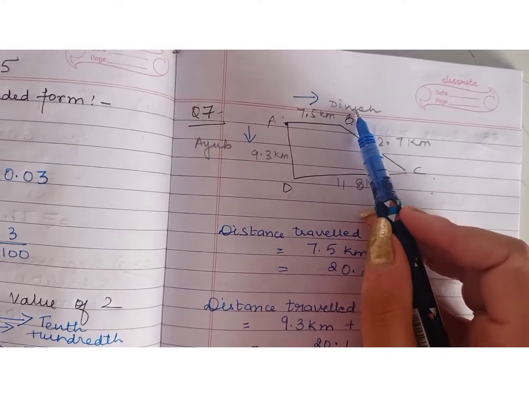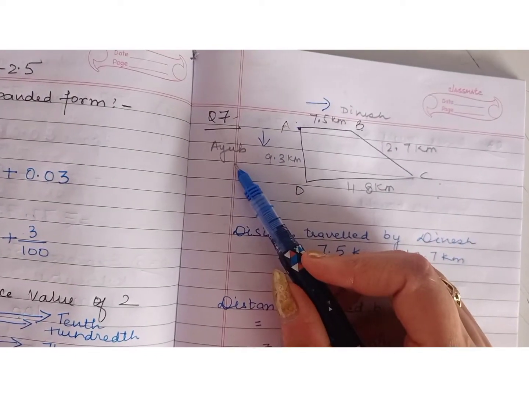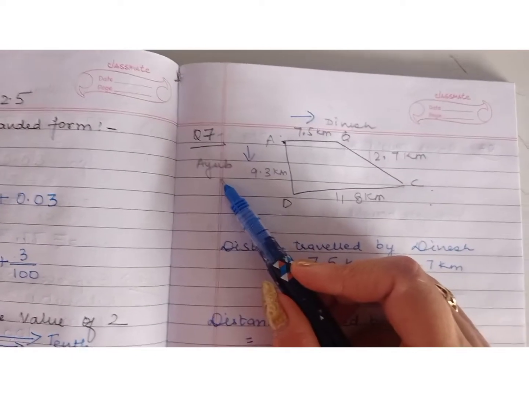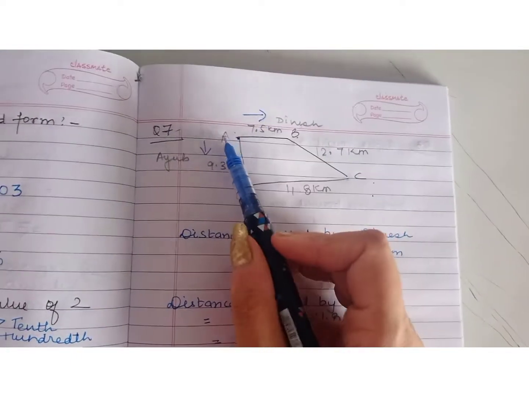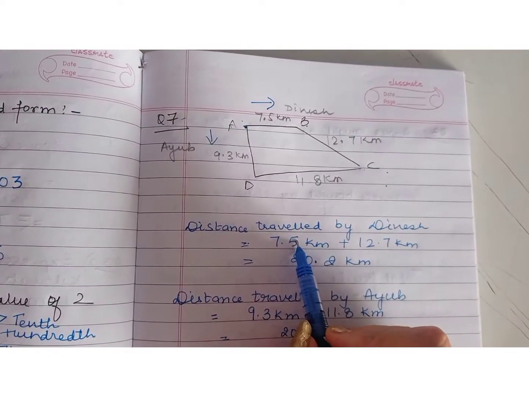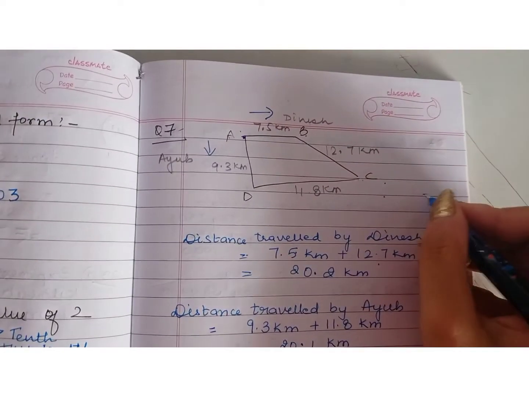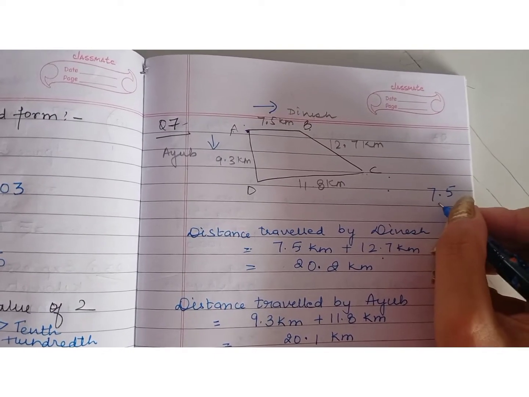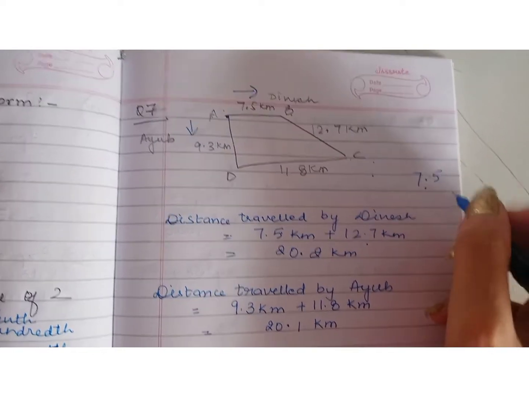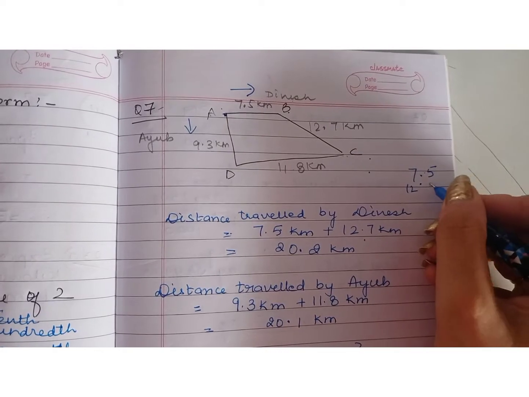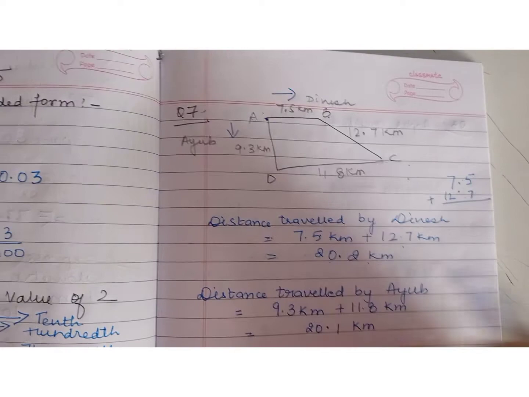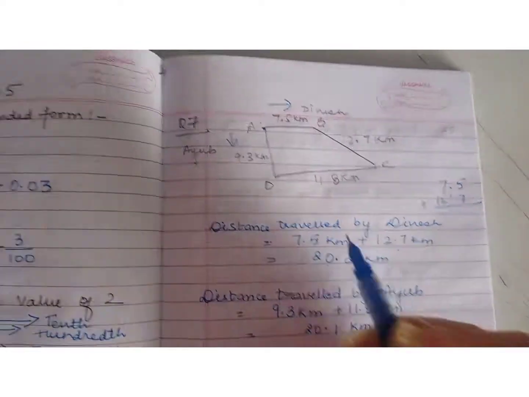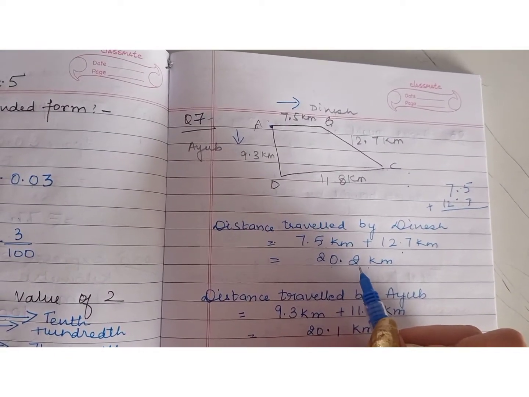Who traveled more? In that case, first we need to find the total distance traveled by Dinesh and the total distance traveled by Ayub. Then only we will be able to do the comparison. So, distance traveled by Dinesh from point A to C is 7.5 kilometers plus 12.7. How to add? You just keep the decimal points one below the other and write the numbers accordingly and then add. When you add, you will get the answer as 20.2 kilometers. So therefore, total distance traveled by Dinesh is 20.2 kilometers.